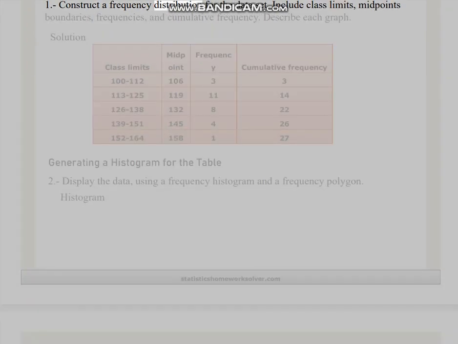1. Construct a frequency distribution for the dataset. Include class limits, midpoints, boundaries, frequencies, and cumulative frequency. Describe each graph. Solution. Class limits, midpoint, frequency, cumulative frequency: 100 to 112, midpoint 106, frequency 3, cumulative 3; 113 to 125, midpoint 119, frequency 11, cumulative 14; 126 to 138, midpoint 132, frequency 8, cumulative 22; 139 to 151, midpoint 145, frequency 4, cumulative 26; 152 to 164, midpoint 158, frequency 1, cumulative 27.